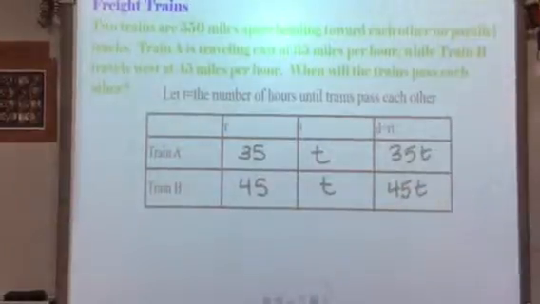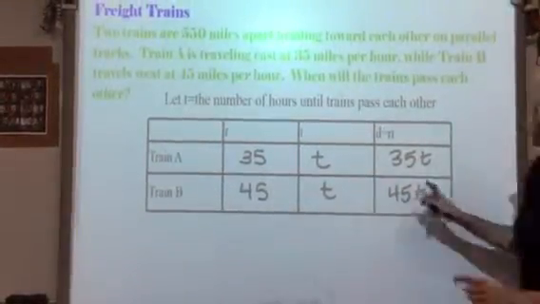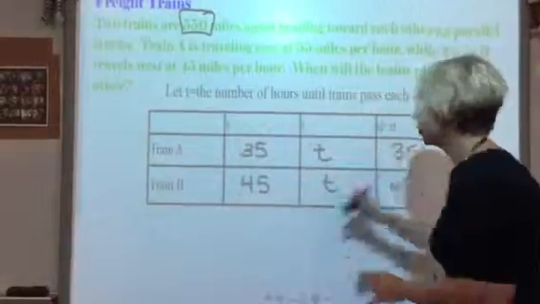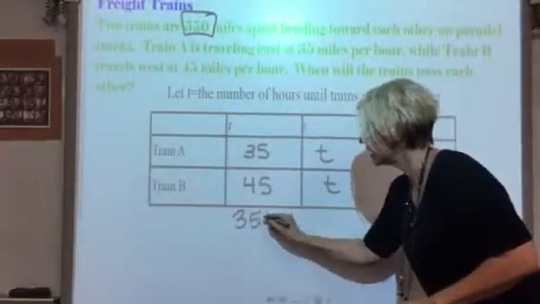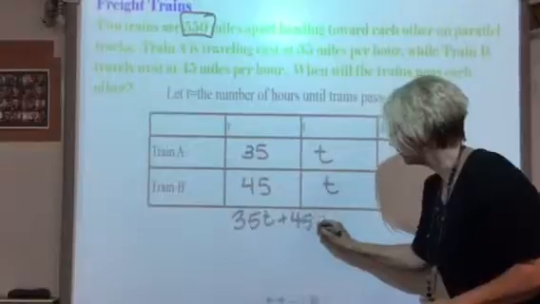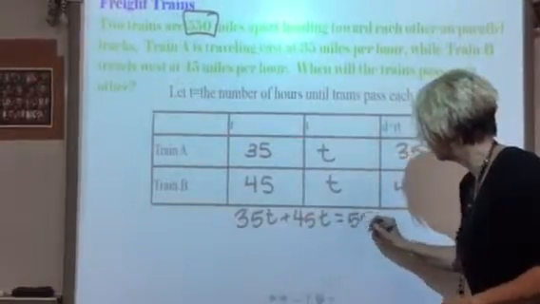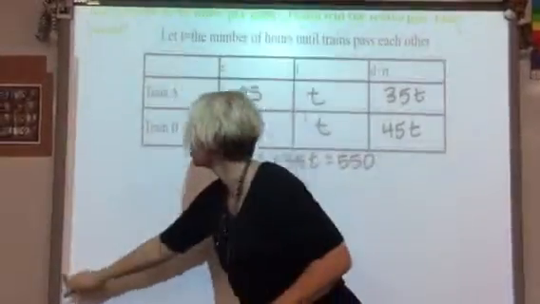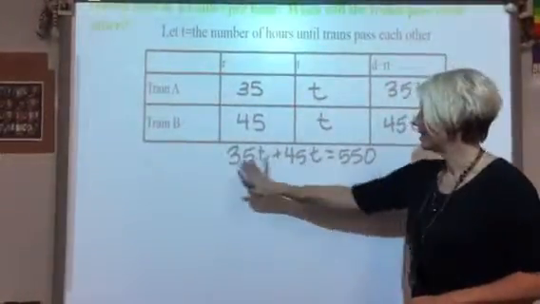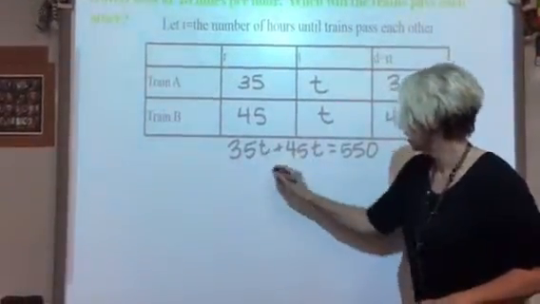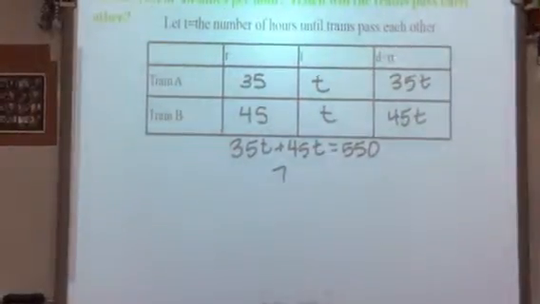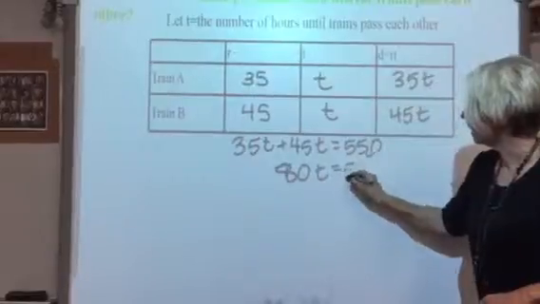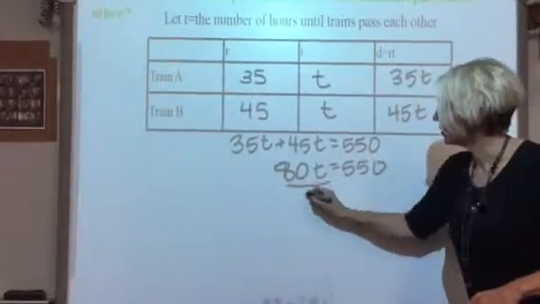Now in this case, we have that set up. We have a common distance, which is right here. So we are going to do 35t plus 45t. When will they be 550 miles apart from each other? Remember, their time is the same. So we add these two, and what is that, 80t? And then we want to get t by itself, so we divide by 80.